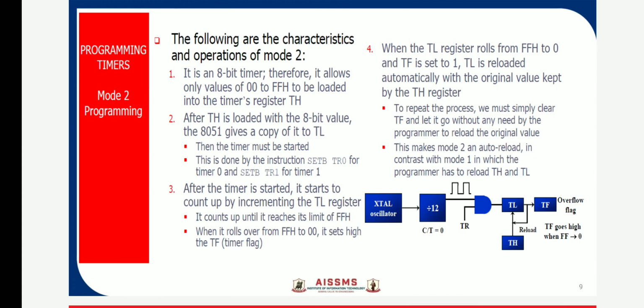The program of the timers in mode 2. Mode 2 is an 8-bit timer. It is auto reload mode. Due to this 8-bit timer, it counts the values from 00 to FF. In this auto reload mode, the value which is to be loaded is kept in the TH register. Then a copy of that value is loaded into the TL register. In the algorithm, we have to do the same things as while programming timer 1.